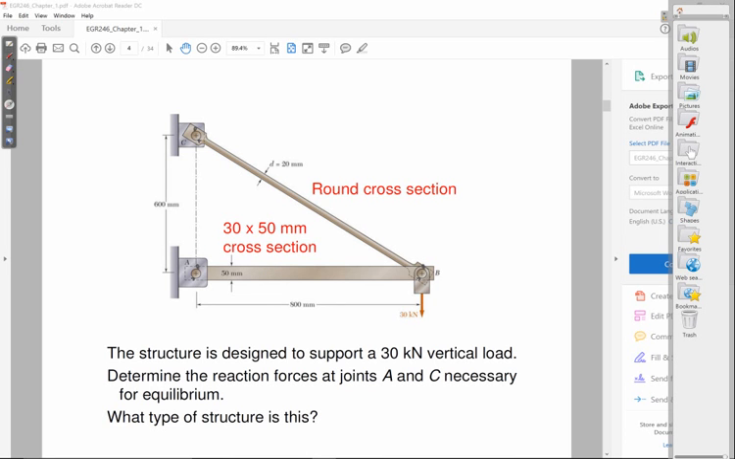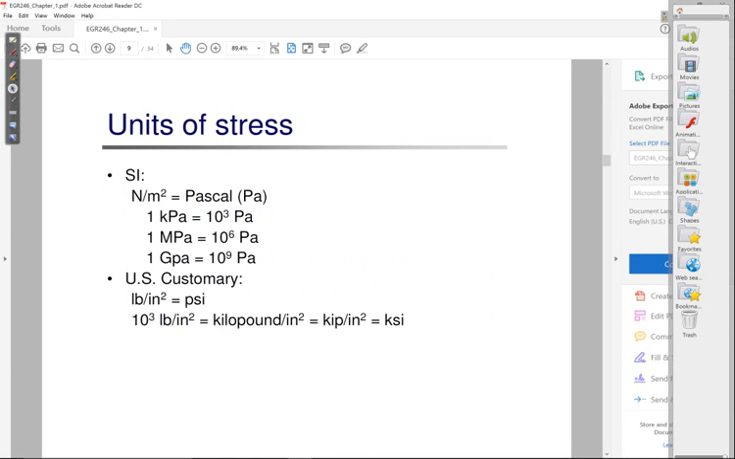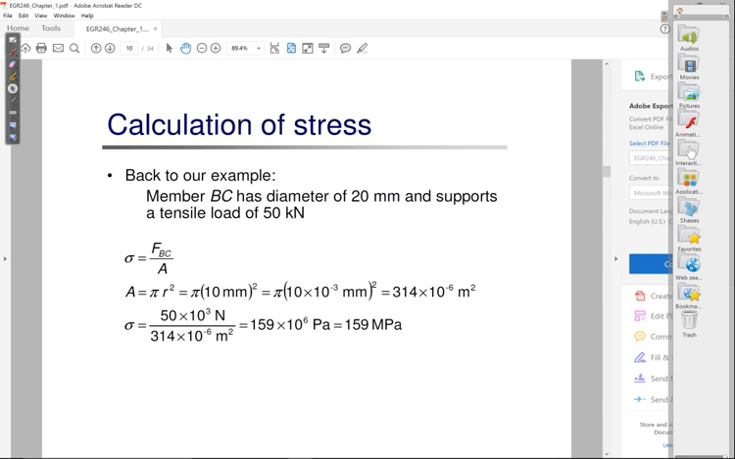So knowing those dimensions, you could obviously calculate the cross-sectional areas, and then once you know the internal forces in those members, you can go ahead and calculate stresses in those members, okay? So that's exactly what we're going to do. Let me go back to that in a second. So sigma is F over A. You can calculate the stress in BC, calculate the stress in AB.